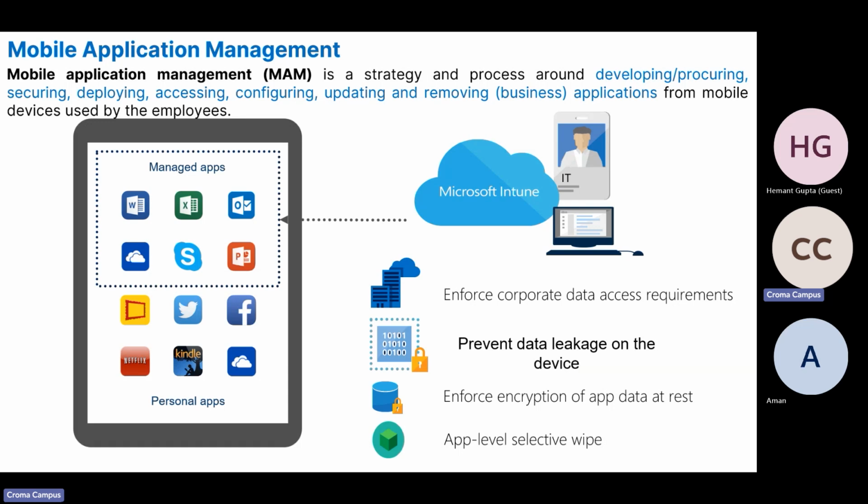If any user says I only want to use Outlook, Teams, Skype for Business, or these basic applications, then enrollment is not required. They can directly go to the Play Store or App Store, download it, and log into it. The moment they log into the application with the corporate credential, the policy that we have defined gets applied at the application level, not the device level.